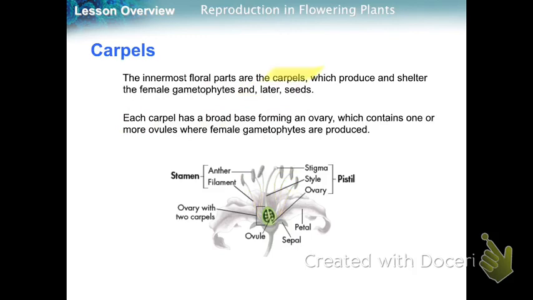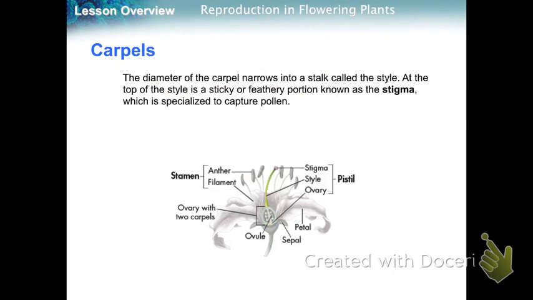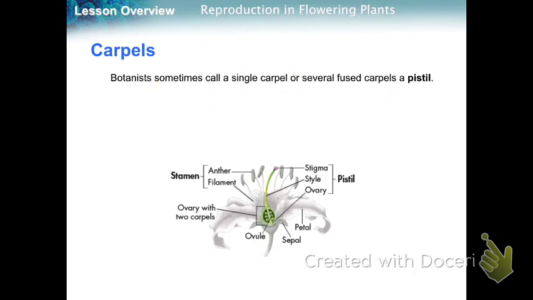The innermost parts are the carpels. They produce and shelter the female ovules. Carpel has a broad base forming an ovary. This is where ovules are formed. The diameter of the carpel as you move up to the top narrows. And that stalk is called the style. And then at the top is a sticky area called the stigma. Kind of sounds like sticky. It's sticky to capture pollen so that the pollination event can happen.